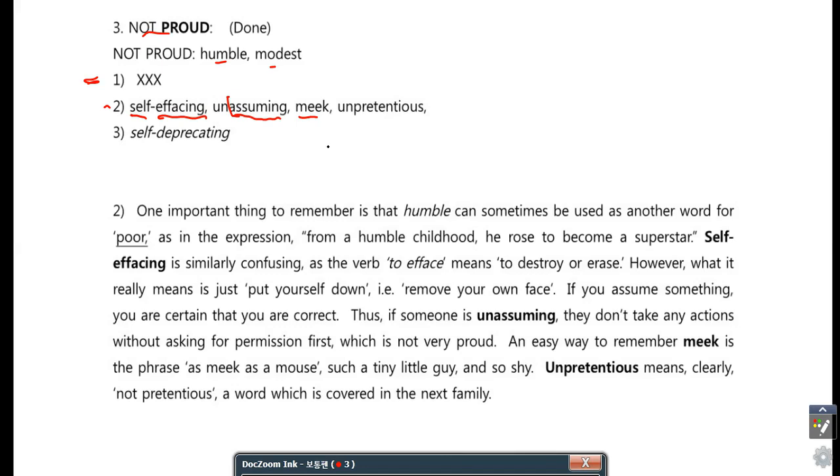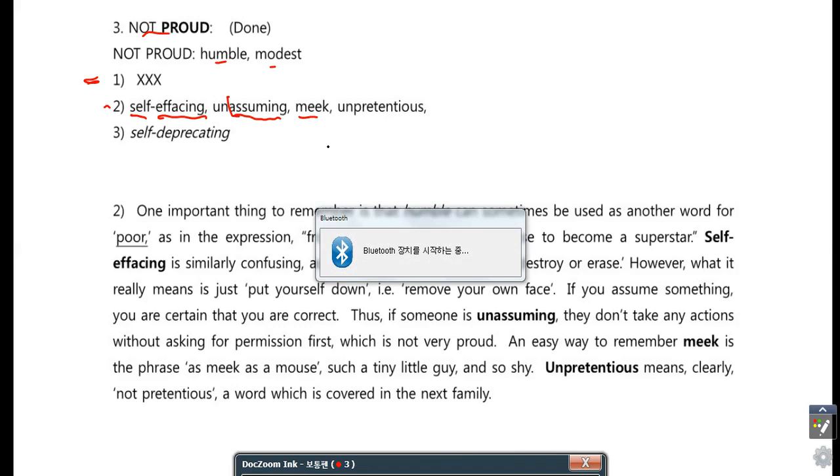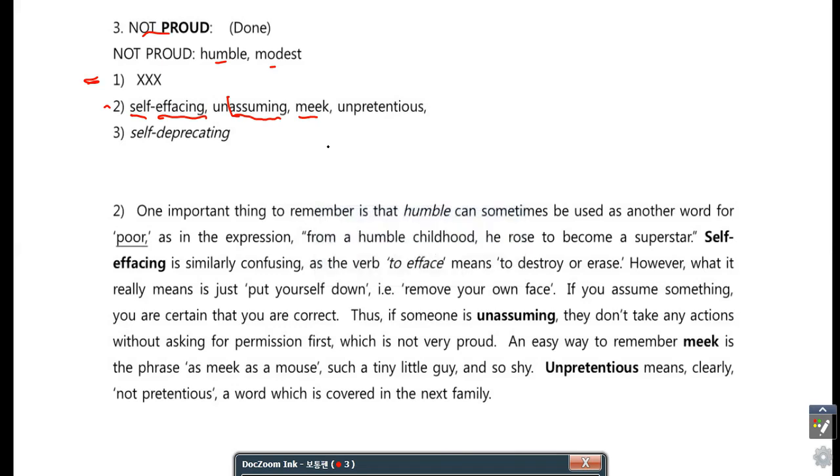Next is unpretentious, and pretentious means to believe that you know what is good and what is bad. And so to be pretentious is to be full of pride. And you can think of it as pretend like you know better. So if you're unpretentious, then you don't believe that you know better or worse. All right, let's move on to family number 4.